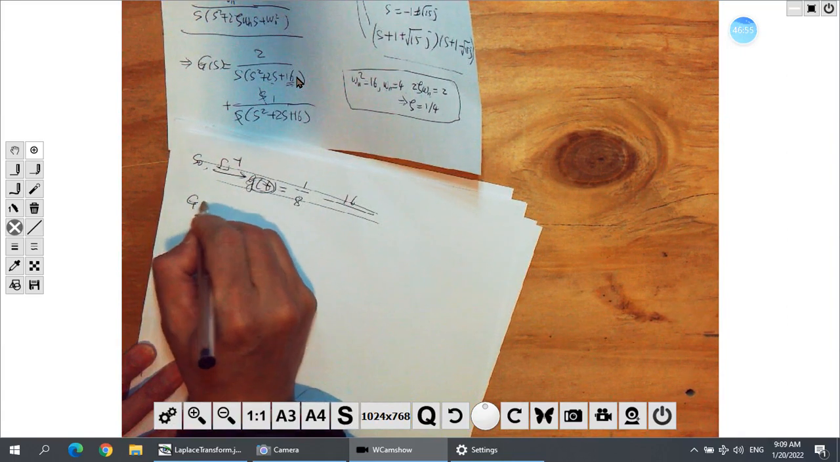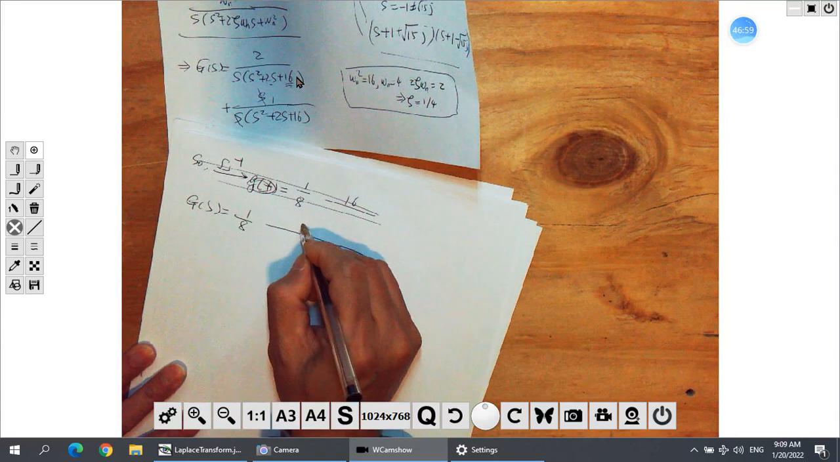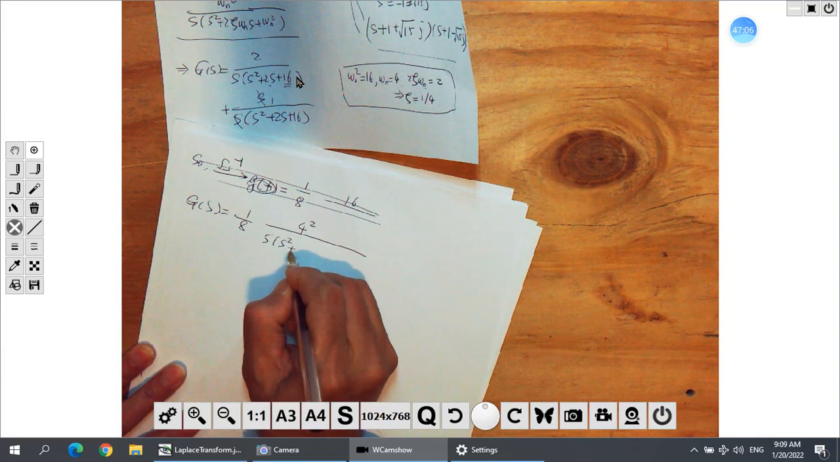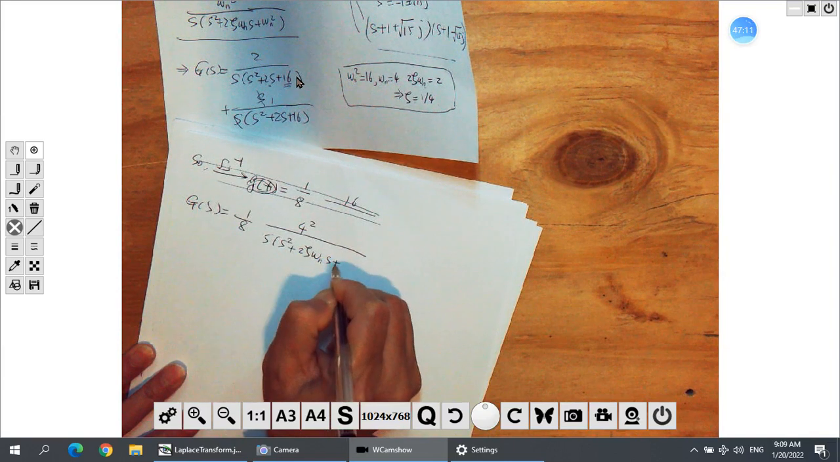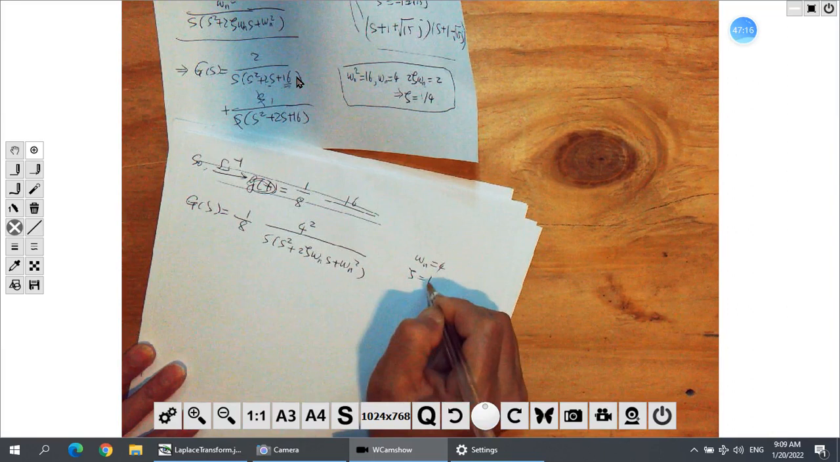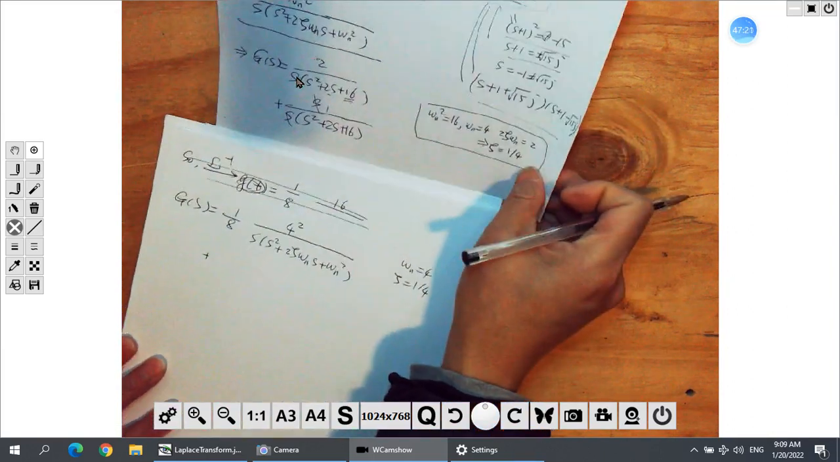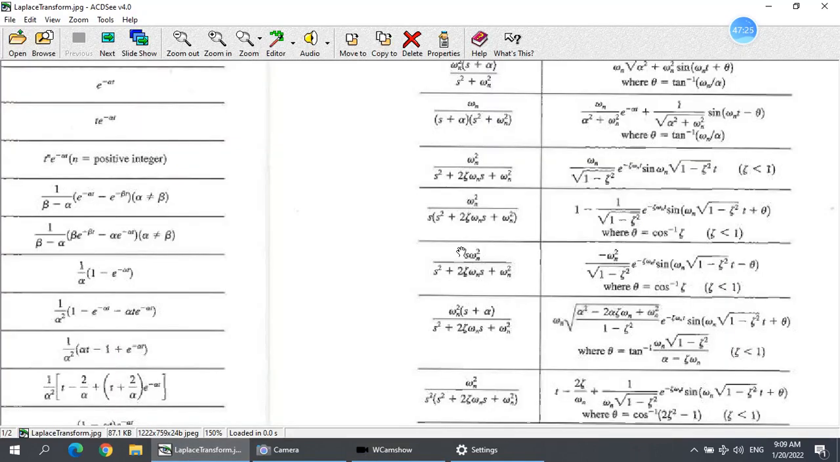G of s is 1 over 8, omega n is now 4 squared, and s times s squared plus 2 zeta omega n s plus omega n squared, where omega n is 4 and zeta is 1/4. And the second term is 1 over that. But actually we have this in the table. We also need, which one? This one. You see, this one.